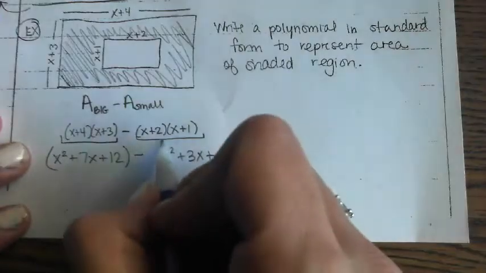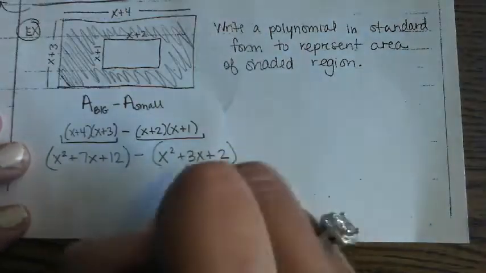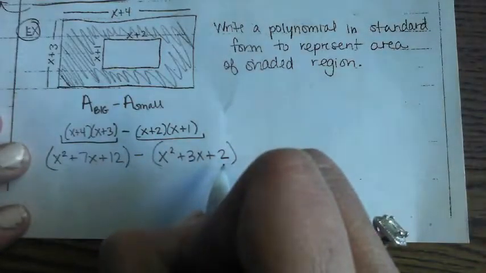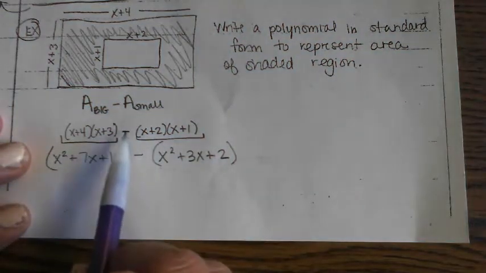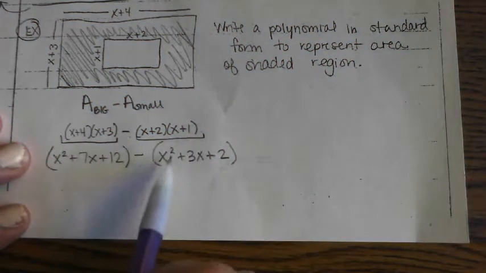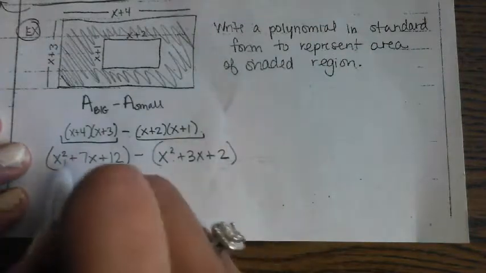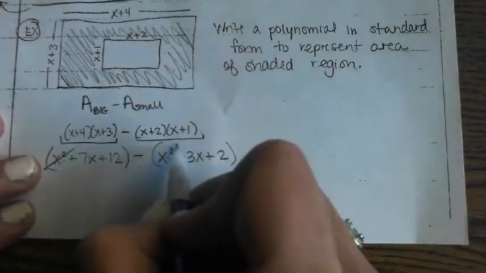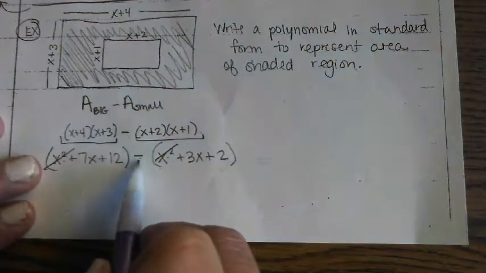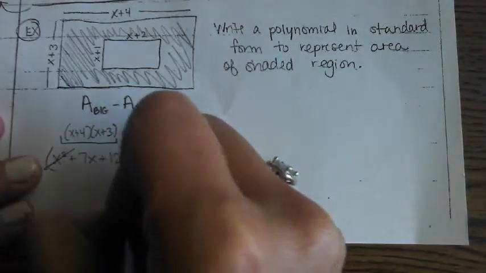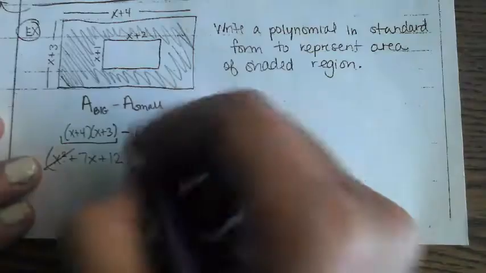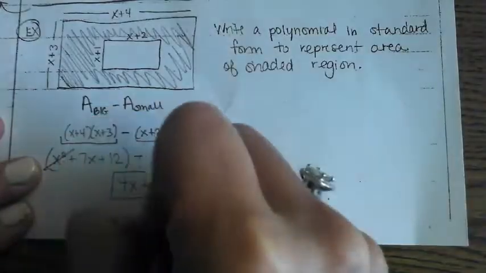Okay, so keep your parentheses around that too, because we haven't done the subtraction yet. The intention is for us to subtract the entire product, so we have to subtract every term here. Good. So x squared minus x squared cancels. 7x minus 3x becomes 4x, and 12 minus 2 is 10. Nice job, Josh.